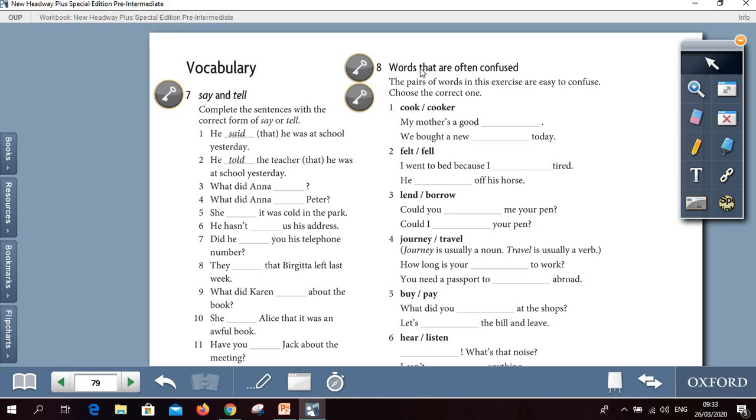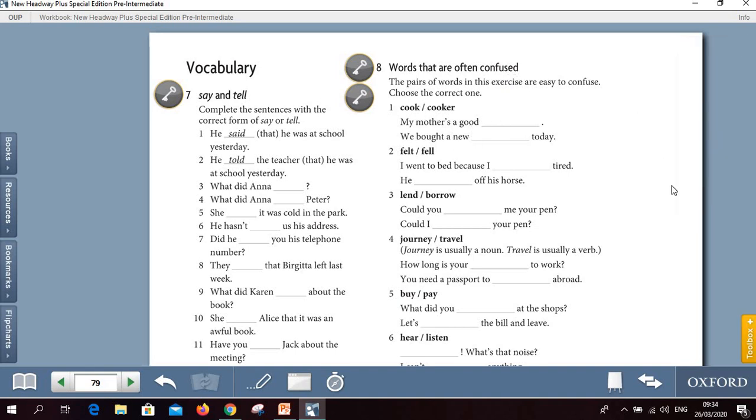Question 8 is about words that are often confused. The words that really sometimes become confusing for the students. So we are dealing with them in question 8.